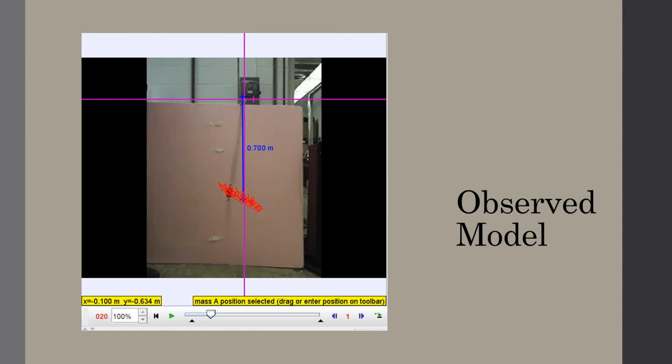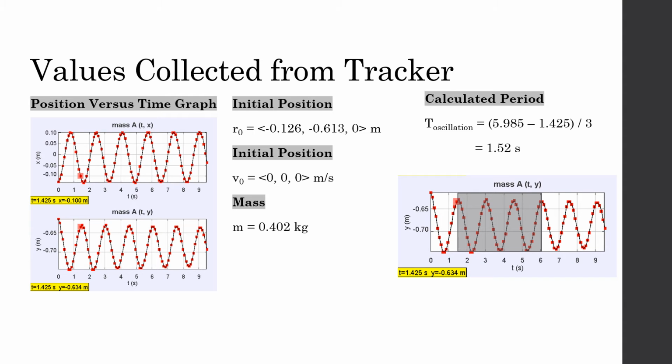To find the values such as the spring constant, initial position, initial velocity, and period of oscillation that are used in these equations, I used the observed model and the application Tracker. This allowed for the tracking of the position of the mass on the spring as shown in the video. The data collected regarding the x and y position information was compiled into a graph of position versus time through Tracker and was moved to a CSV file for later use.